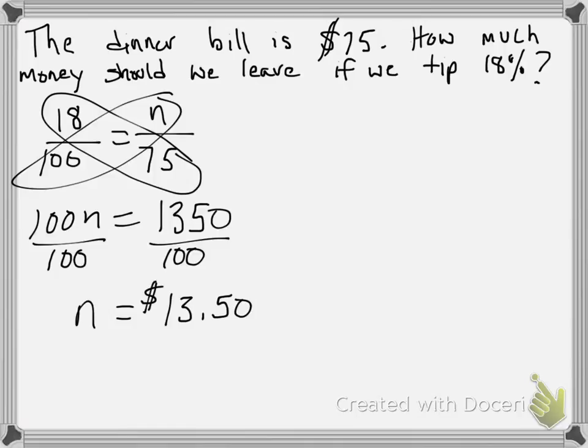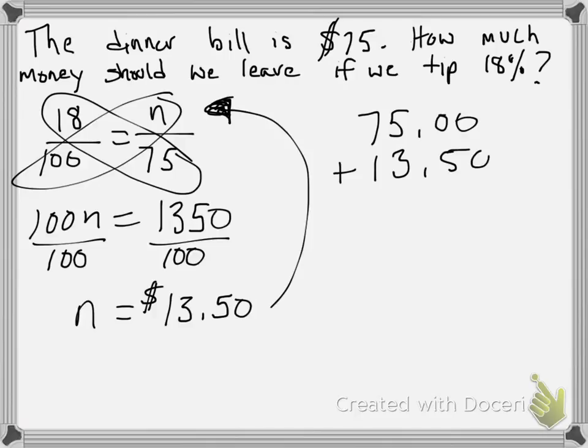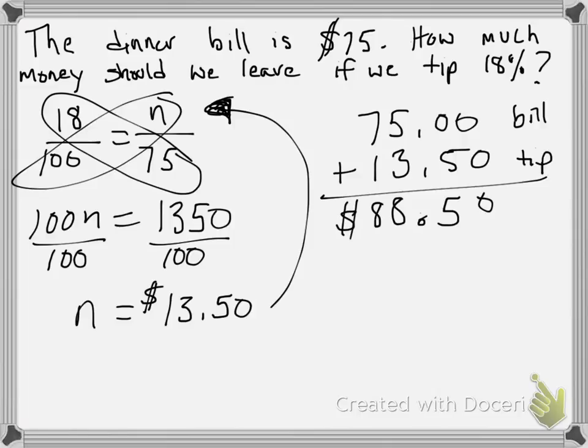So that is actually the 18% amount. That doesn't mean that we leave $13.50, especially since the bill was for $75. If we're going to put it all together and leave the money, we would just have to add these up. 75 plus 13.50. And remember, this was the bill and this was the tip. So the total money that we'll leave would be $88.50. That would cover the bill and would also cover the tip.